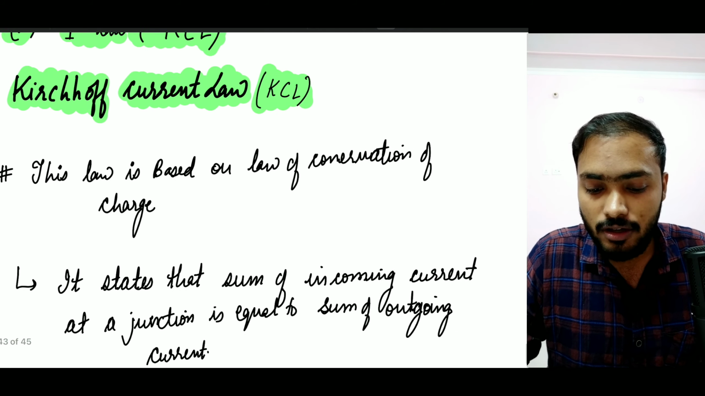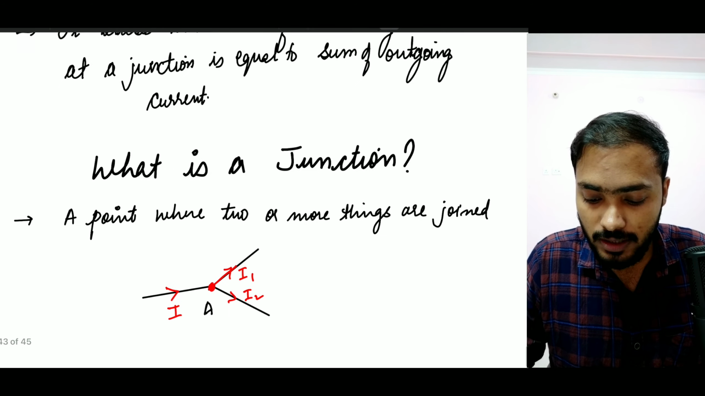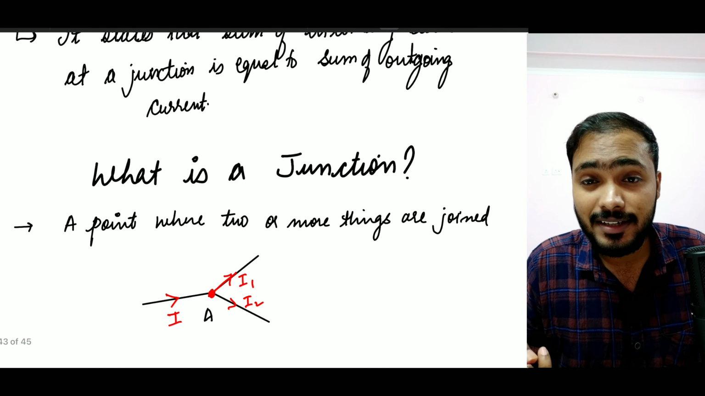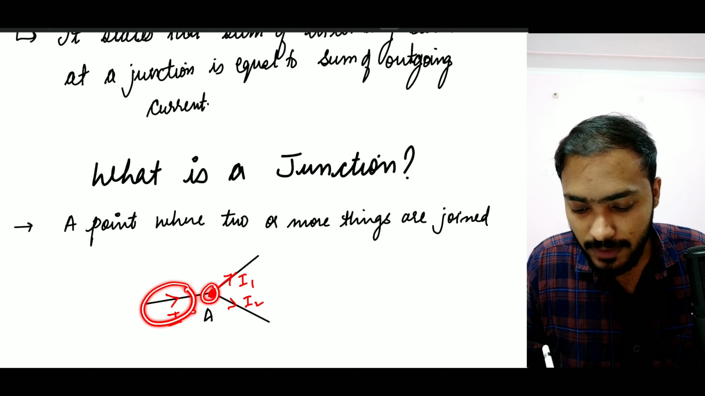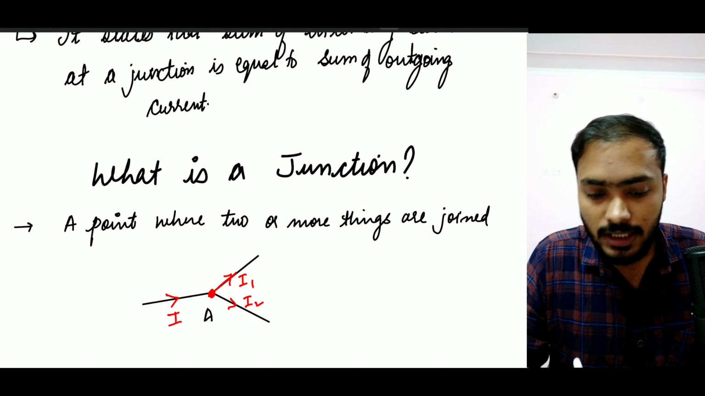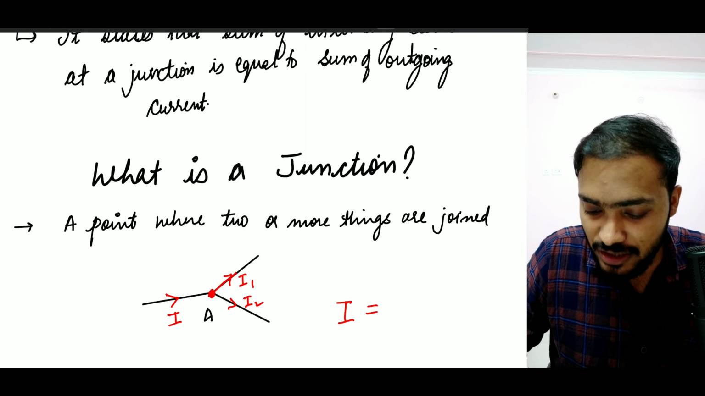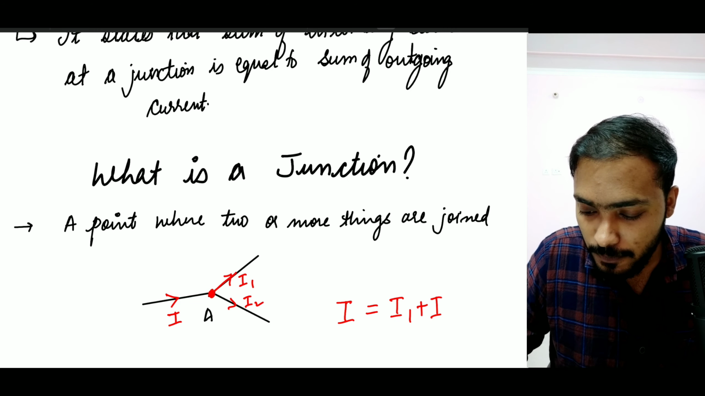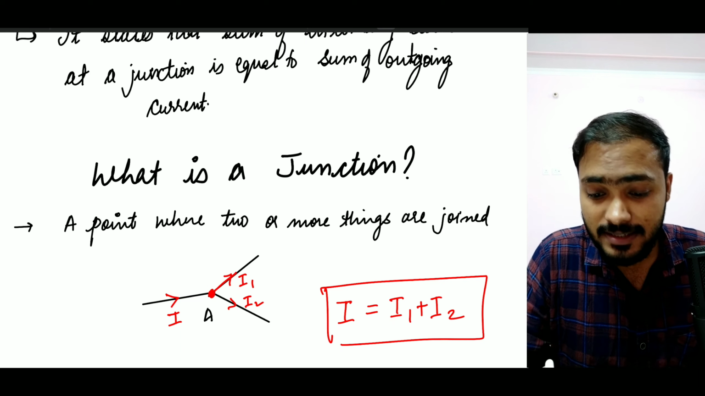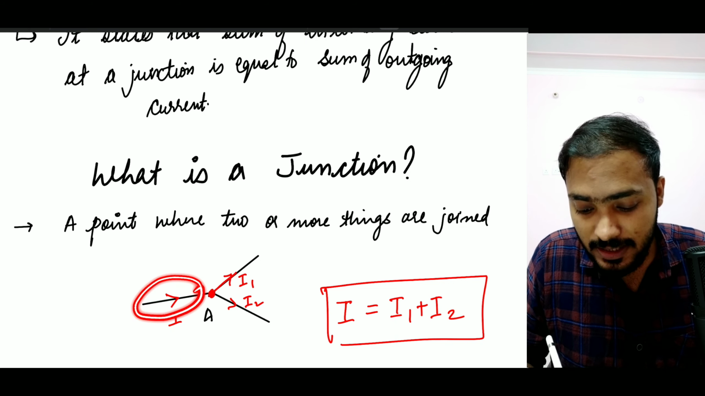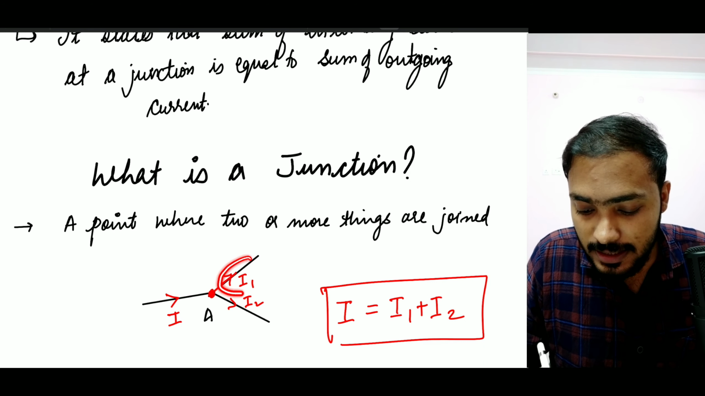Like I said, your first law is based upon the law of conservation of charge. According to conservation of charge, charge can neither be created nor destroyed, right? So if current I was coming at the junction and it is being divided into I1 and I2, then with the help of conservation of charge, I can write I = I1 + I2. Is that a yes or no? And this verifies the statement: this current was incoming, and the sum of incoming current is equal to the sum of outgoing current.